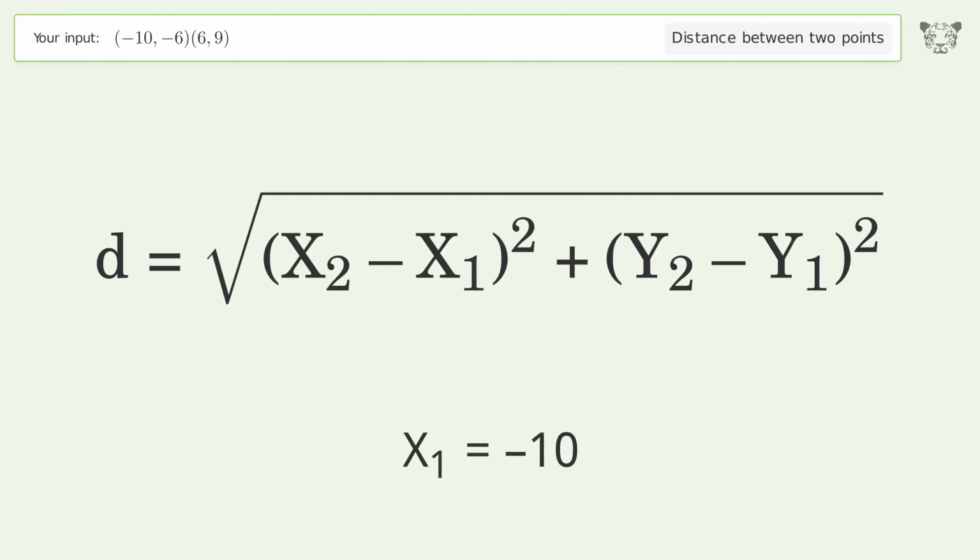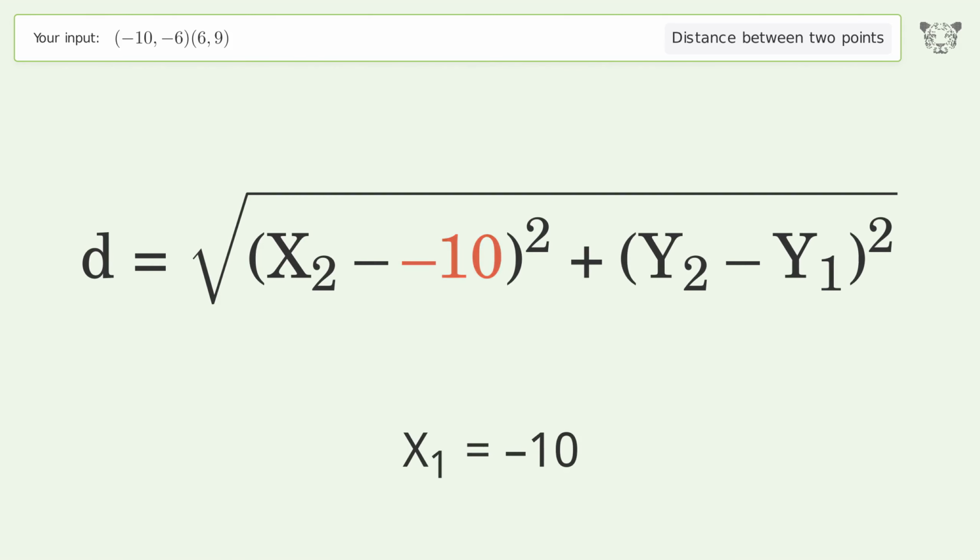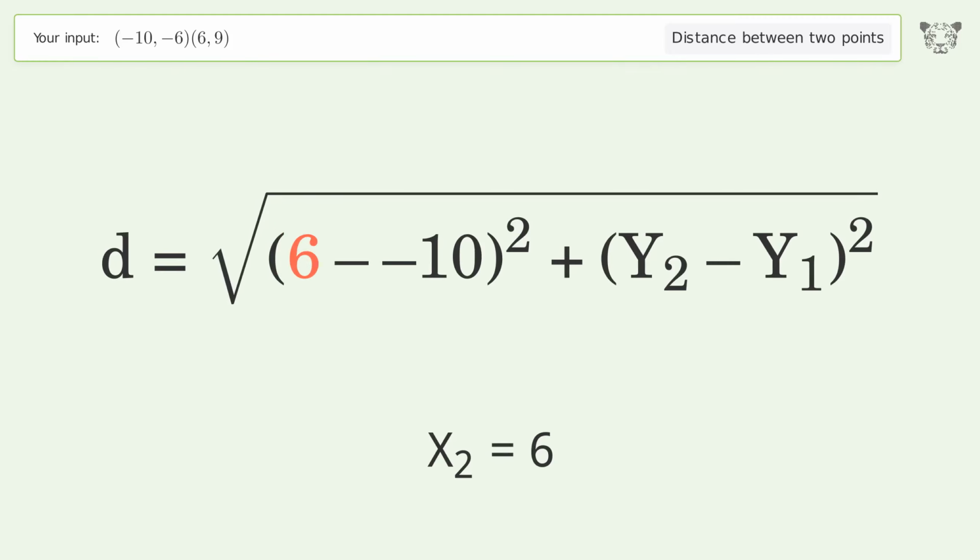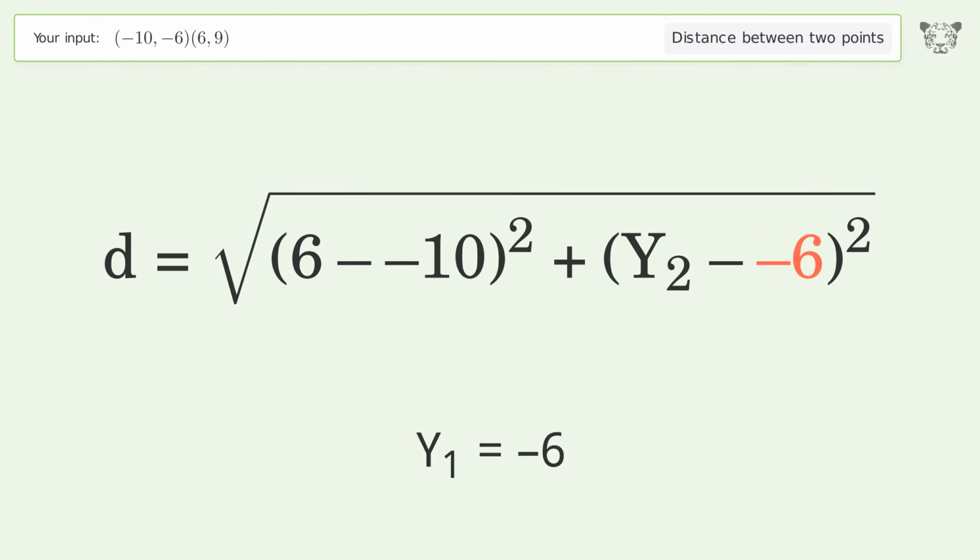x1 equals -10. x2 equals 6. y1 equals -6. y2 equals 9.